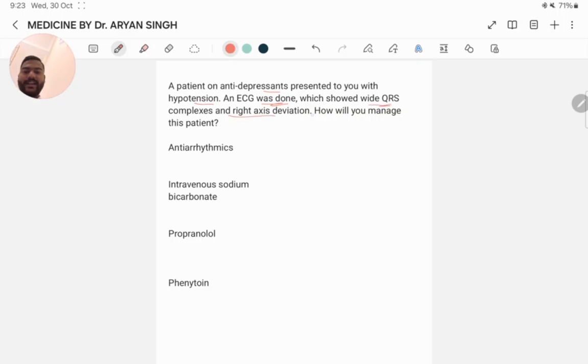Next question. A patient on antidepressants presents to you with hypotension, and an ECG was done which showed wide QRS complexes and right axis deviation. How will you manage the patient? Antiarrhythmic, intravenous sodium bicarbonate, propranolol, or phenytoin. Here the best answer is intravenous sodium bicarbonate. The given clinical scenario along with the ECG changes suggests a diagnosis of tricyclic antidepressant toxicity, and the management is intravenous sodium bicarbonate.